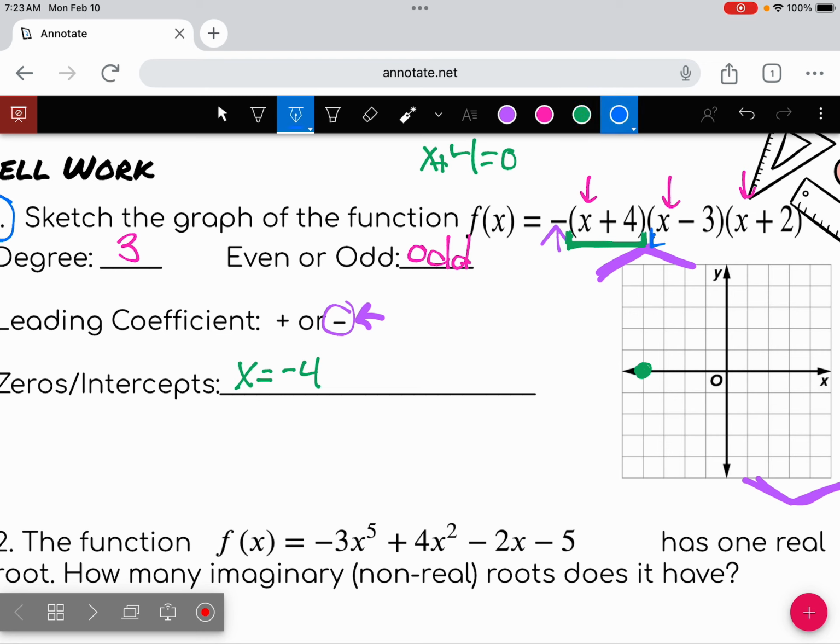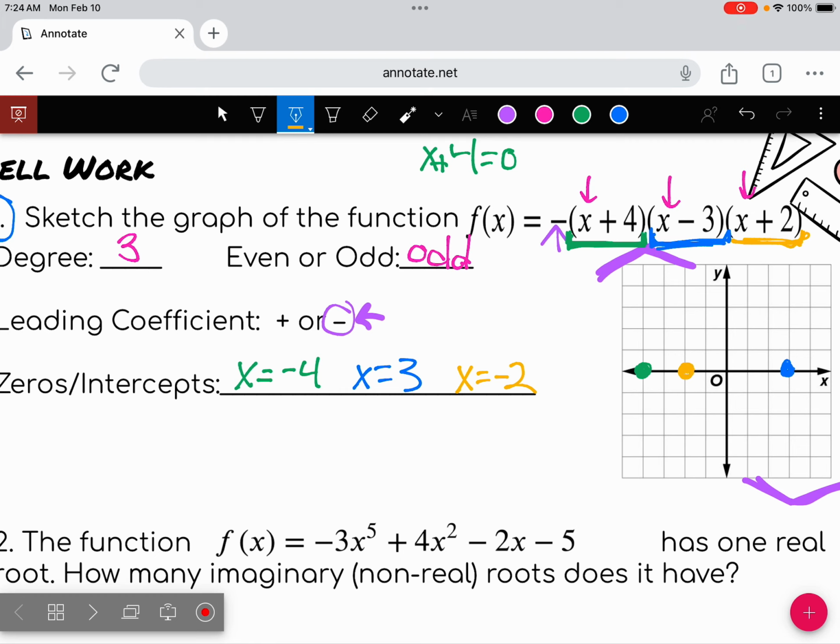What's our root for the x minus 3 piece? x equals positive 3. 1, 2, 3. And our x plus 2, negative 2. So right here.